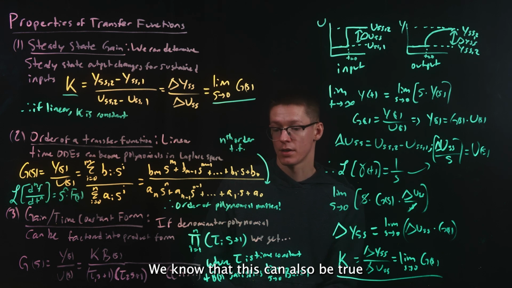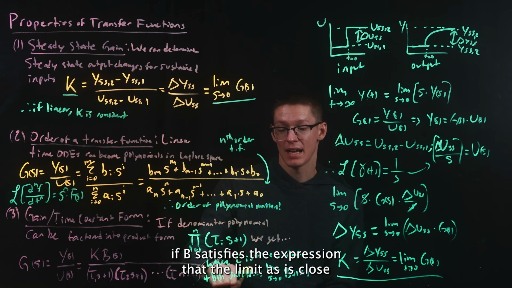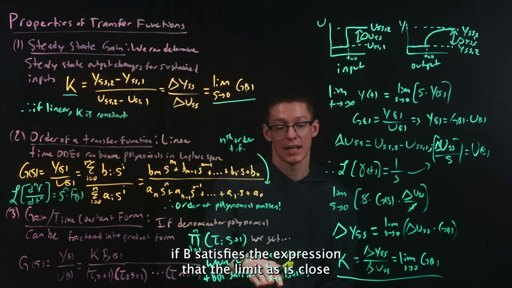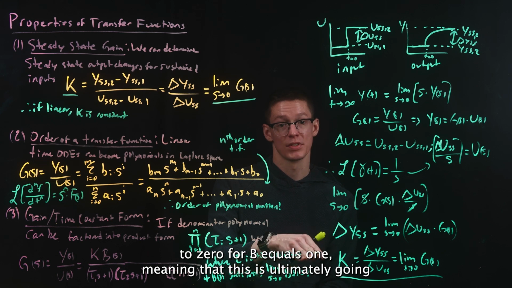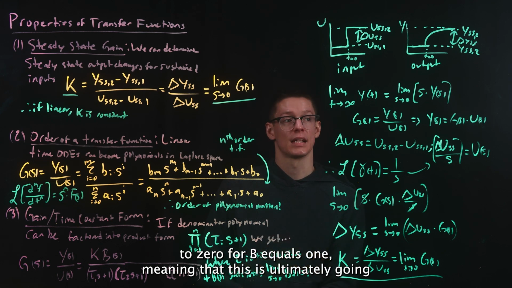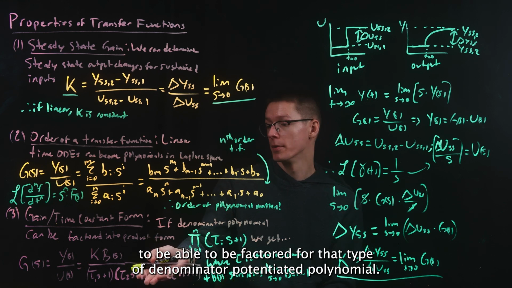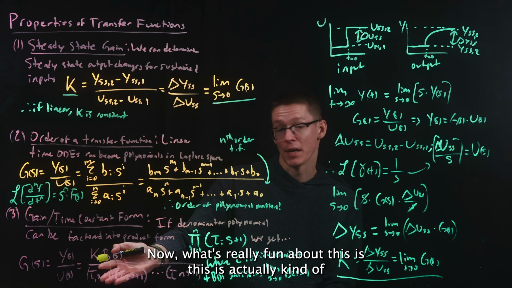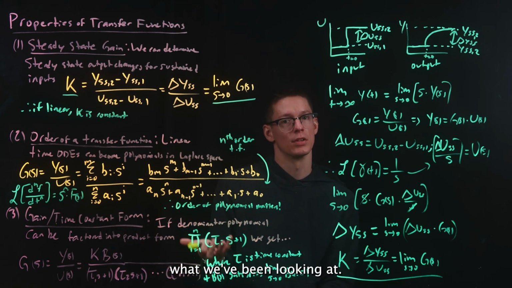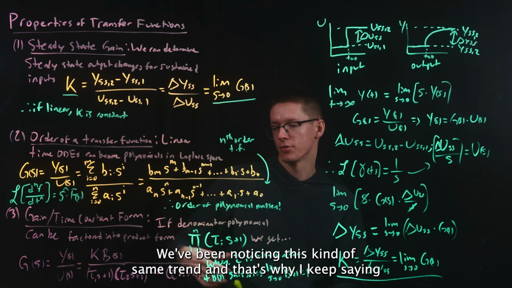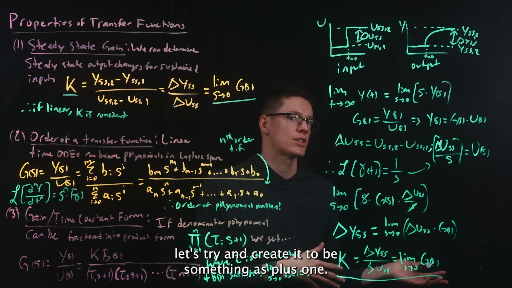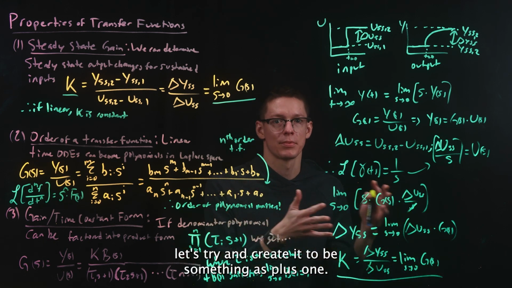We know that this can also be true if B(s) satisfies the expression that the limit as s goes to 0 of B(s) equals 1. Meaning that this is ultimately going to be able to be factored for that type of denominator polynomial. Now what's really fun about this is actually what we've been looking at. We've been noticing this same trend, and that's why I keep saying let's try to create it to be something like s plus 1.